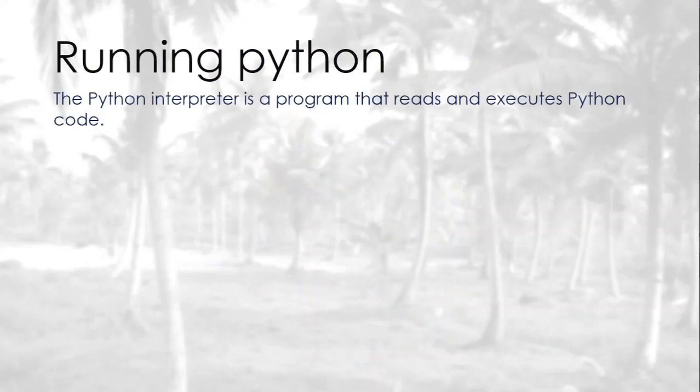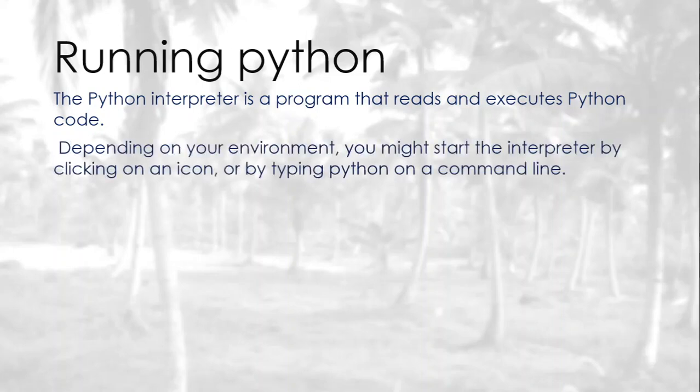One of the common questions from beginners is how to run Python code interactively. A widely used way to run Python code is through an interactive session. To start a Python interactive session, just open a command line or terminal and then type in Python, or Python 3 depending on your Python installation, and then hit enter. The Python interpreter is a program that reads and executes Python code. Depending on your environment, you might start the interpreter by clicking on an icon, or by typing Python on a command line. When it starts, you should see output like this.